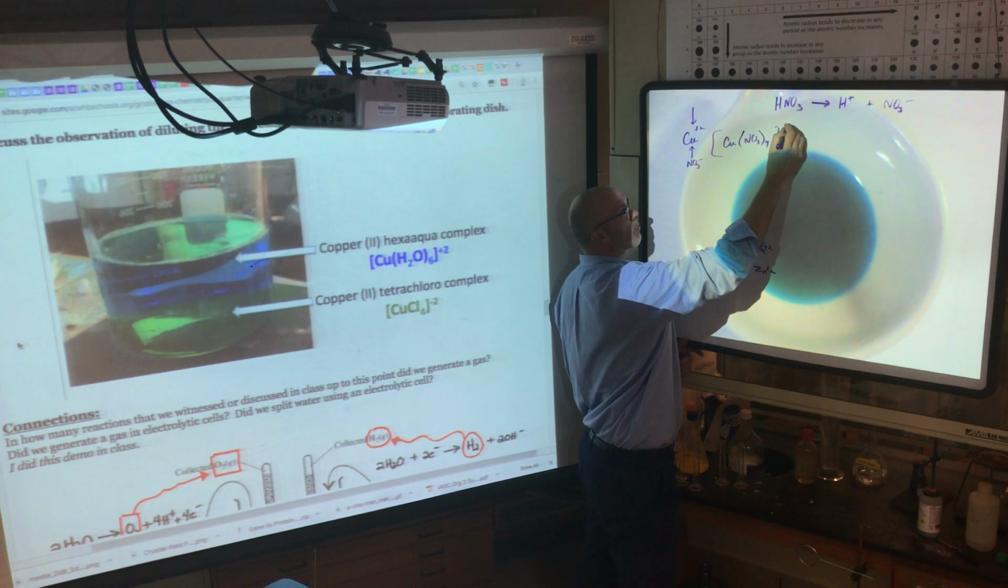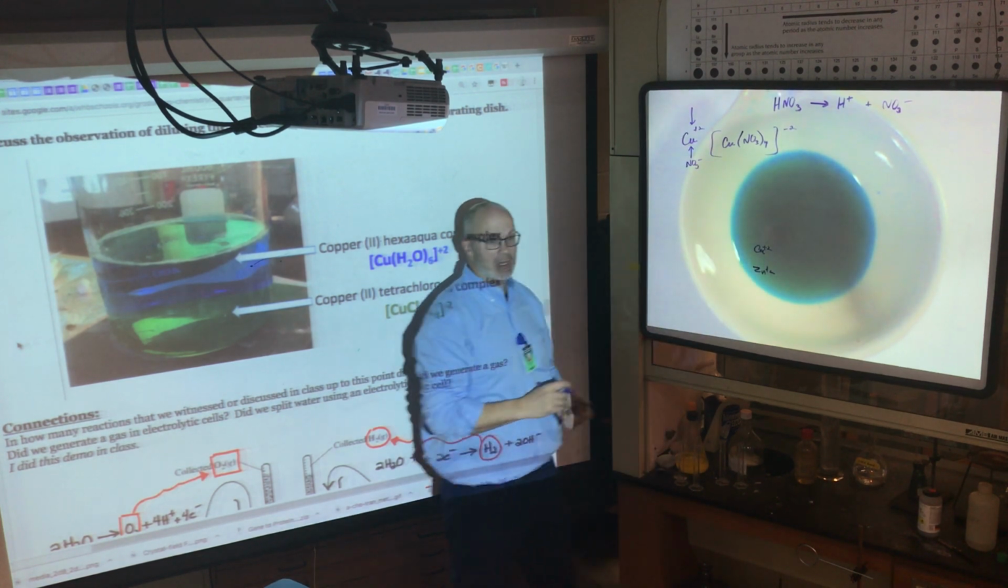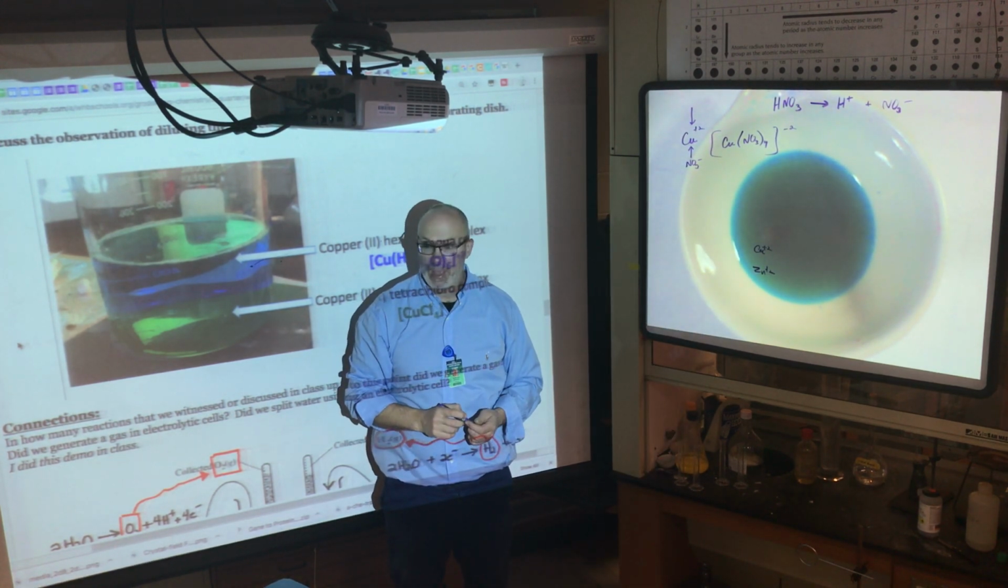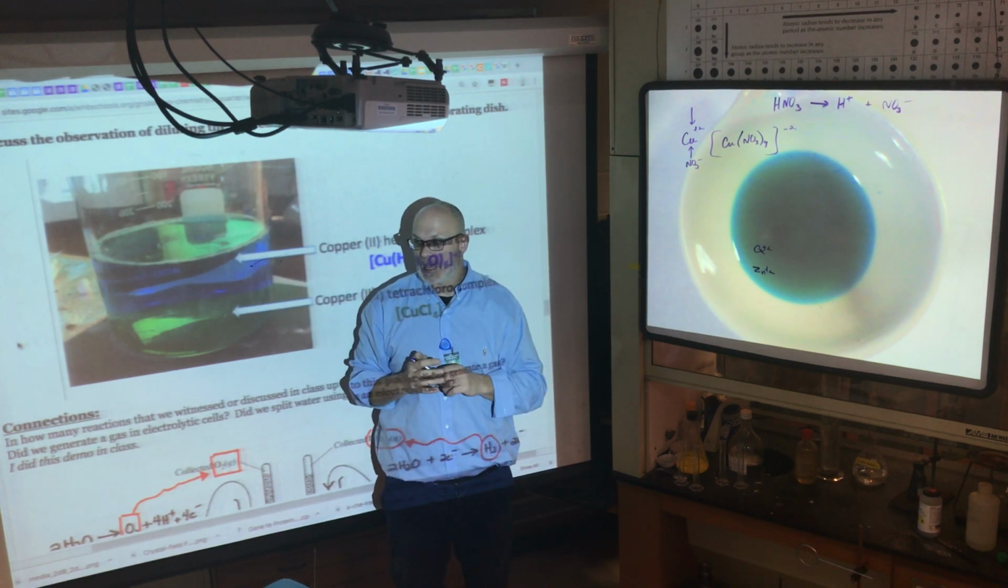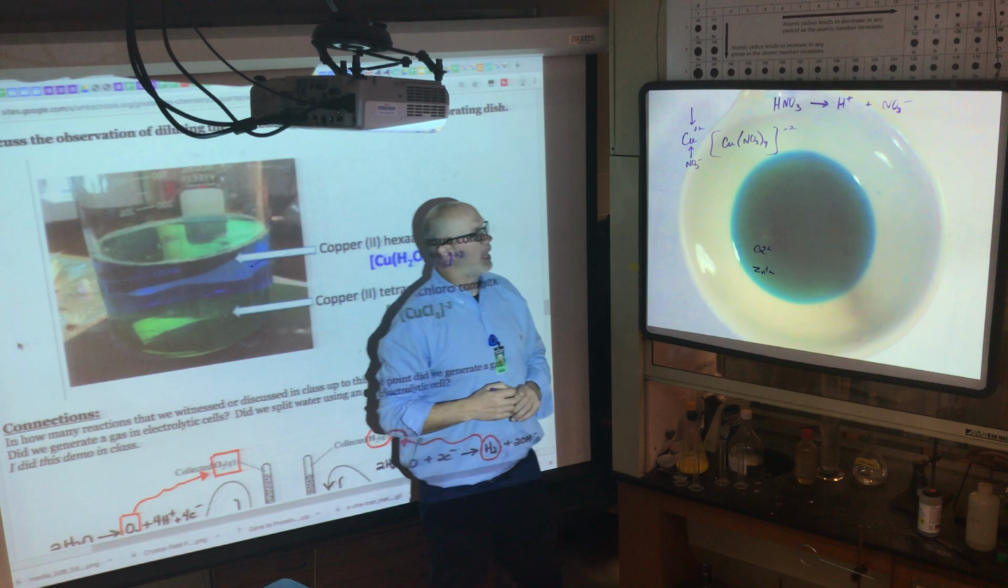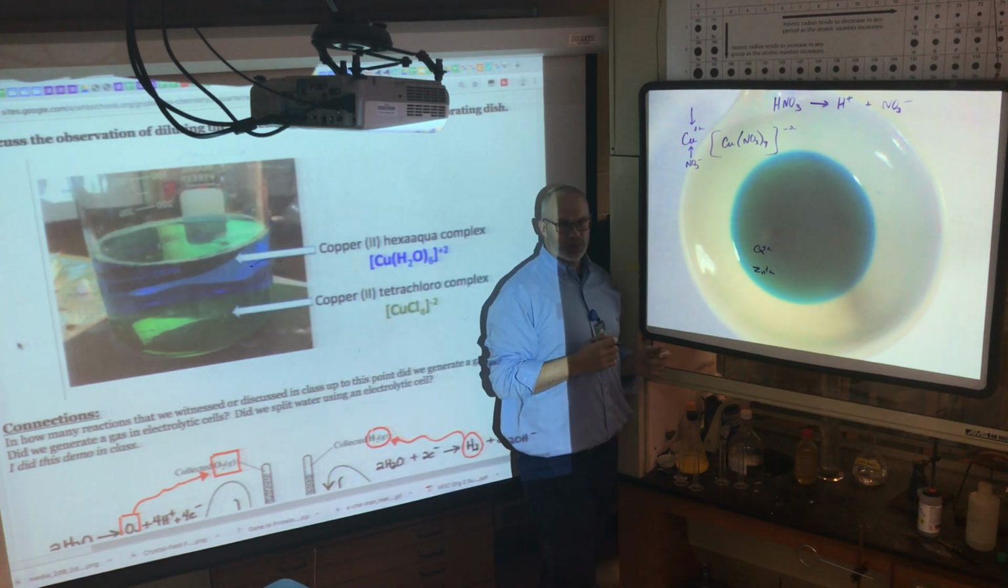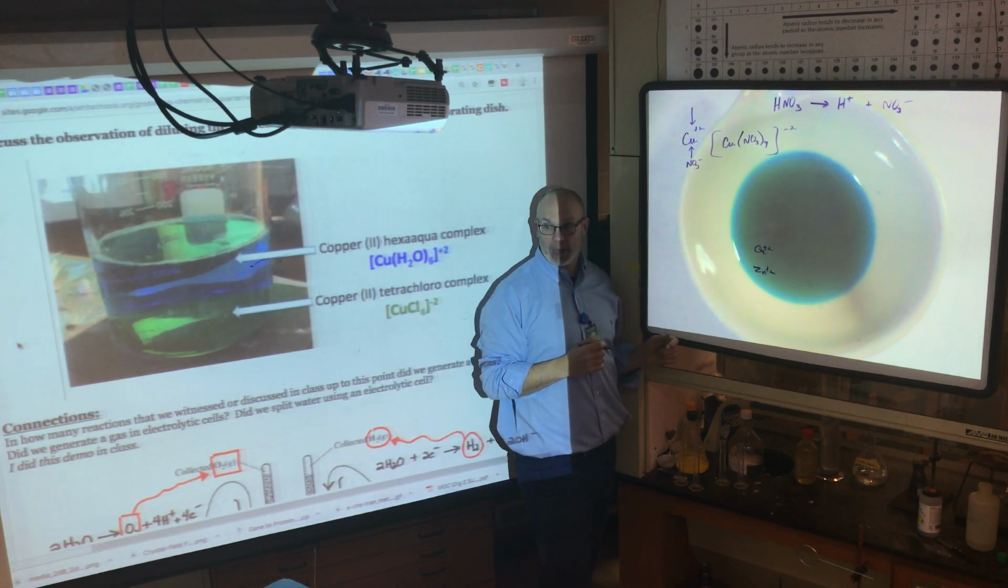Minus 2, right? Overall, this is plus 2. And this is another complex, okay? You say, well, why isn't there 6? Because there's 4, so this is making a complex. Now, this complex of NO3 minus pulls on electrons differently than the complex of water.